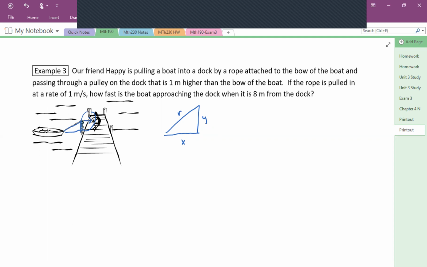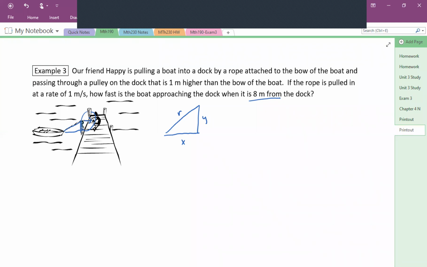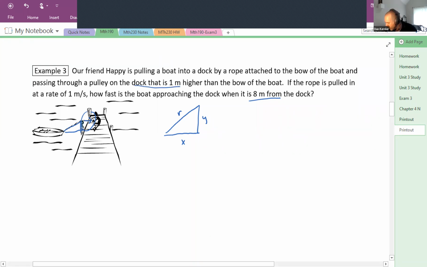8 meters from the dock. I think, so is the boat always 8 meters from the dock? Oh, never mind. No. Right? 1 meter. What is that 1 meter? What is that, Haley? The Y value. Correct. You can see the dock is 1 meter higher than the boat.